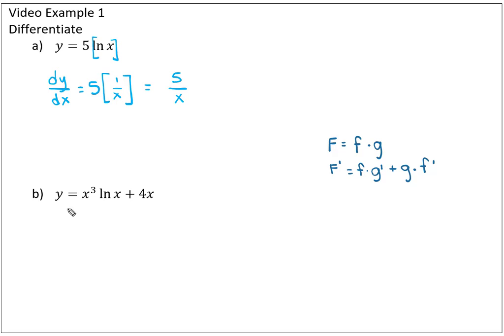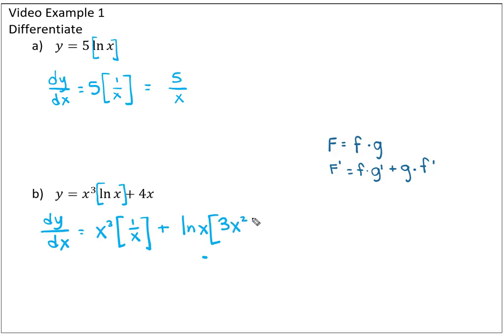For our second example, part B, notice that you have x cubed times ln of x. So we do have the product rule going on over here. So I wrote the product rule on the side. We're going to find the derivative. So we write dy dx. That derivative is our first function, x cubed, times the derivative of ln of x. That derivative is 1 over x. And then we're going to add ln of x times the derivative of x cubed, which would be 3x squared. And then we have to get the derivative of the 4x, so that would just be plus 4.